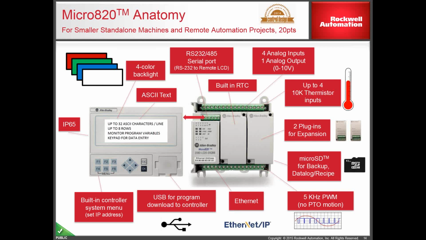Then Micro 820, as I said, it is for small control applications and can be used for remote automation projects in water and solar projects as an RTU, which has 20 I/O points. It has a built-in controller system menu, which has a simple remote LCD unit, right, which can be programmed as a small HMI as well. It has some thermistor input. You can have 2 plugins for expansion if you would like to expand the I/Os, and then it has an SD card built into it, which is used for data log and recipe management.